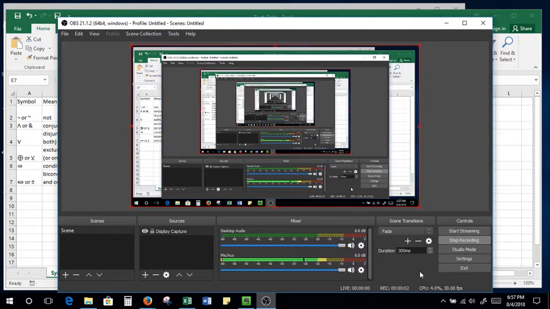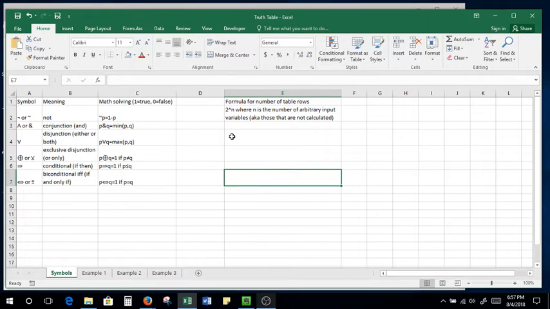Welcome back. Today we are going to take a look at logic and truth tables. So first of all, we're going to go over the symbols and their meaning, and then I'm going to go a little bit into how I solve these.